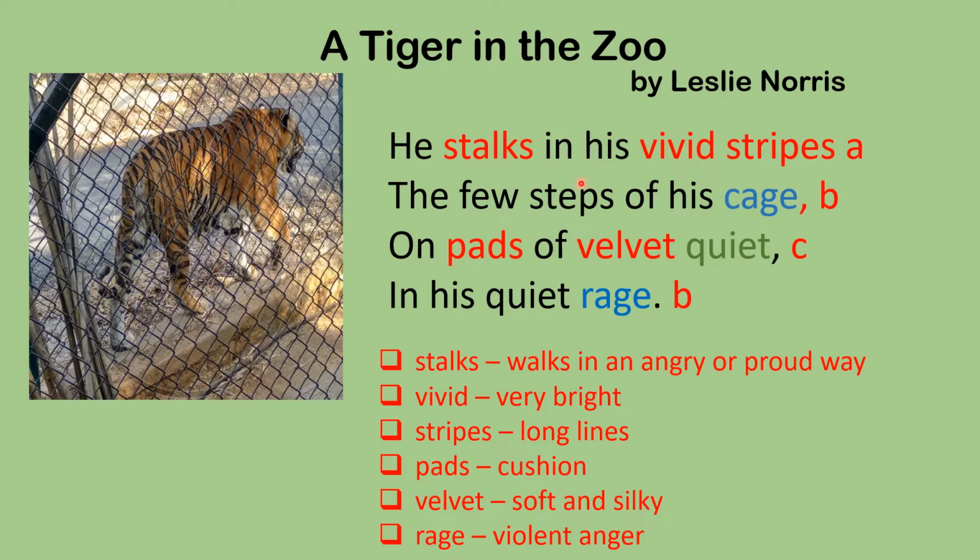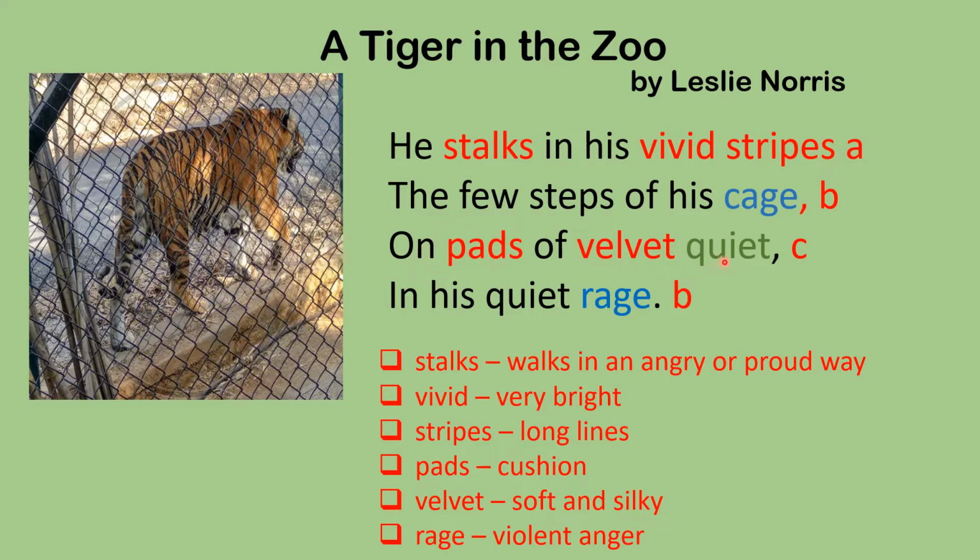So he is moving in the cage. Where is he moving? He is moving in the cage. He is moving proudly, majestically, and also angrily. So the few steps of his cage. The few steps tell us that the cage is quite small. So he can move only a few steps as compared to the unrestricted movement in the forest.